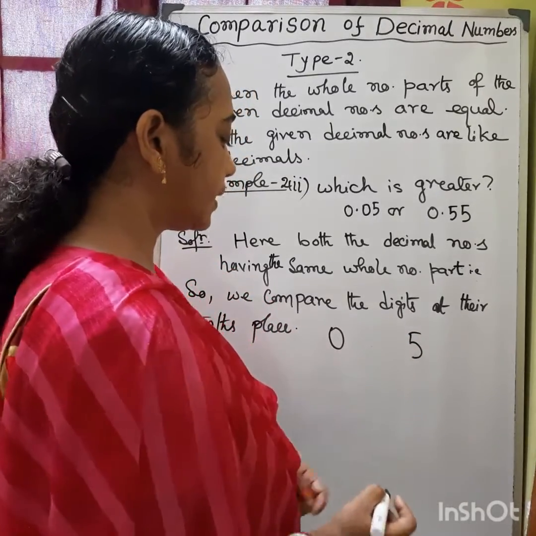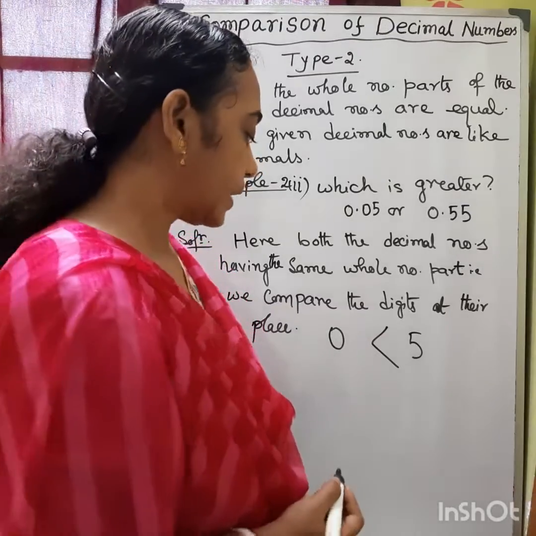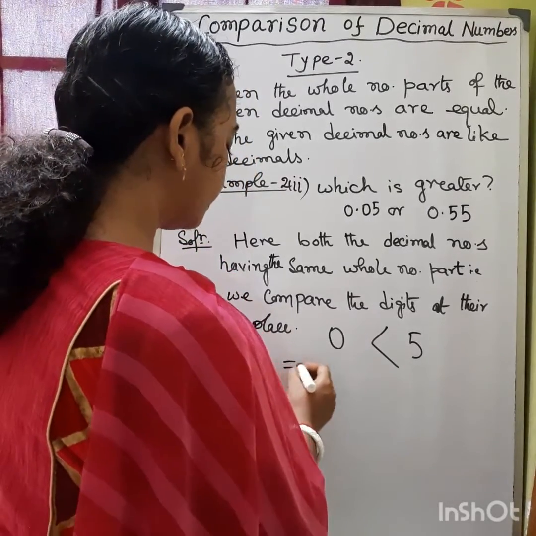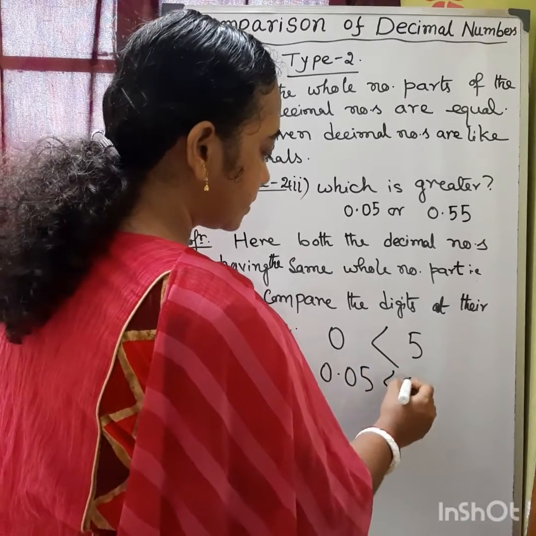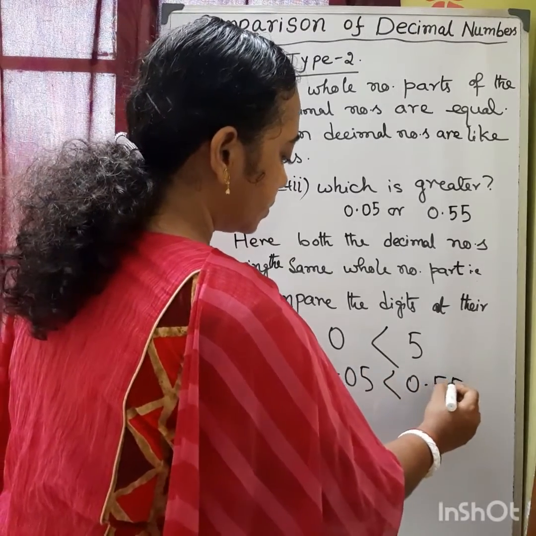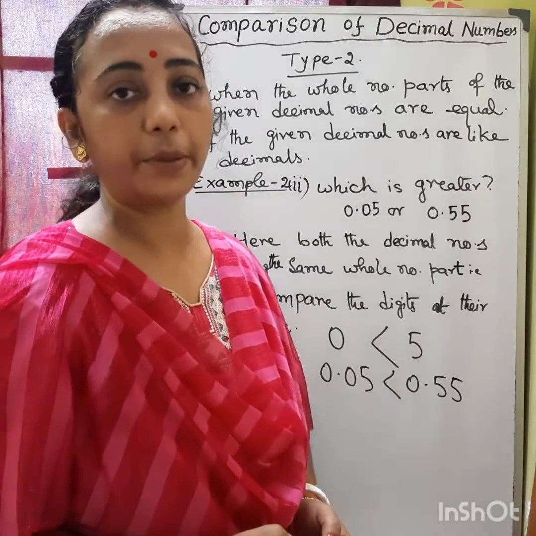So if we compare them, then we know 0 is less than 5. So that means we can say that this implies that 0.05 is less than 0.55. So 0.55 is greater than 0.05.